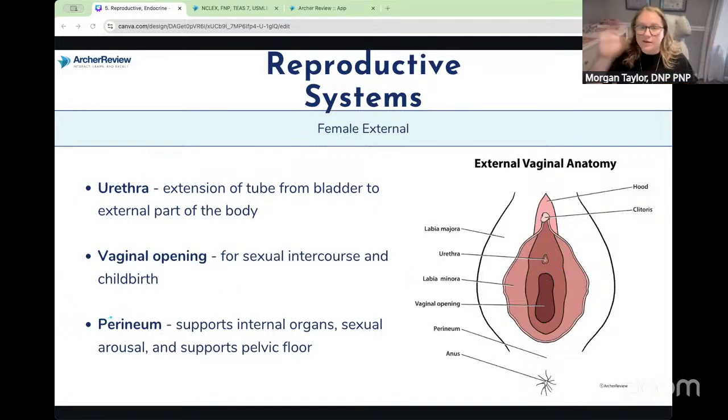Honestly, you guys, if there's any of these terms that you remember from me, I really want you to remember perineum. The perineum, because this is just something that you don't think about as much. It supports the internal organs as well as the pelvic floor, okay? So this is very, very important for reproduction, for childbirth. We're going to circle back to this several times.